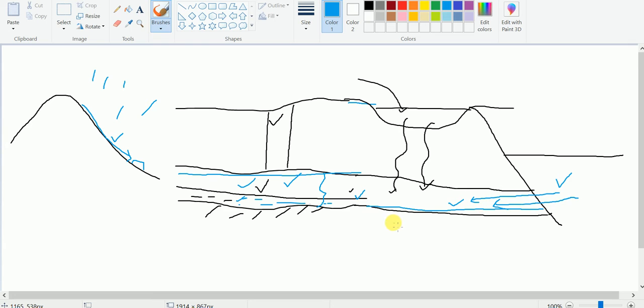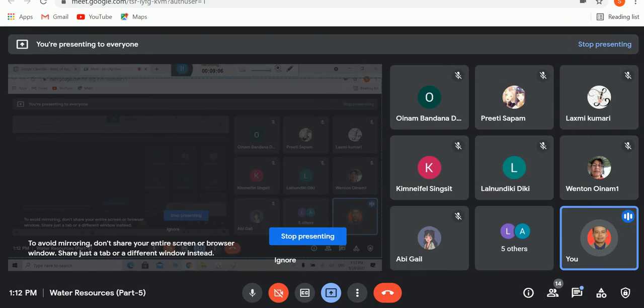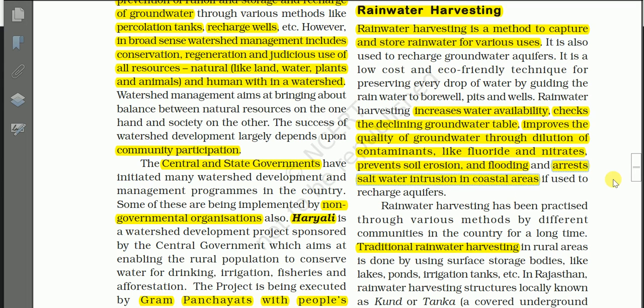But if we recharge this aquifer using this percolation tank or abandoned wells or tube wells, then this intrusion of salt water from the sea will be checked. So these are the usefulness of rainwater harvesting.